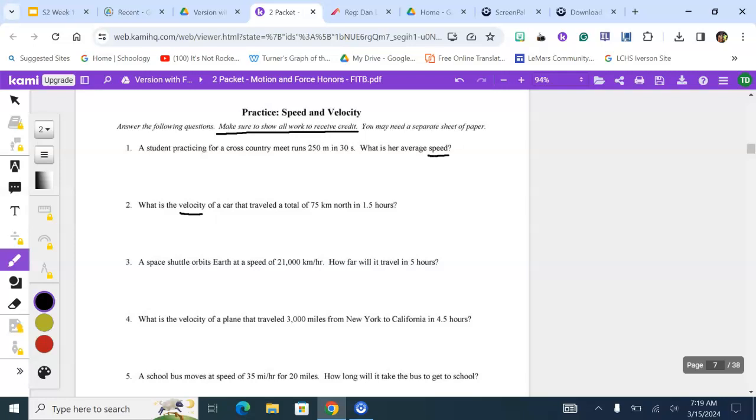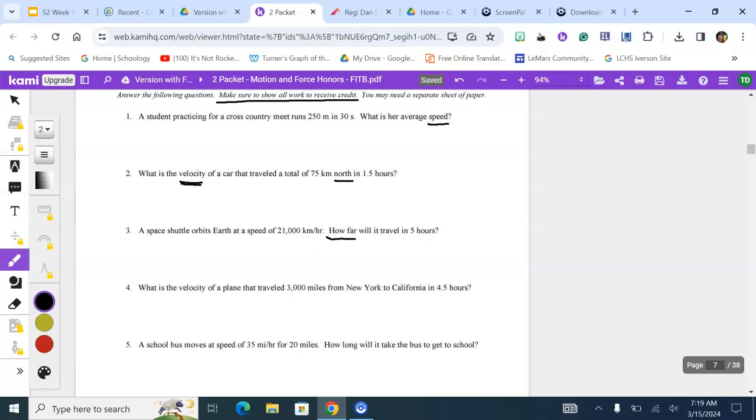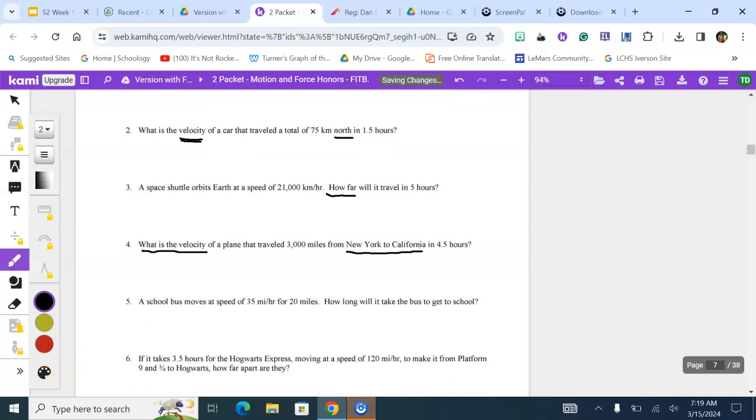I think you can do speed. This one is asking for speed. This one's asking for velocity, which is speed in a direction. Here's your direction. This one is asking how far it will travel. Is that speed, distance, or time? What is the velocity? Which means you're going to have to figure out the direction that you have to travel from New York to California. A school bus moves at a speed. How long will it take? How long indicates that they are asking you for time.